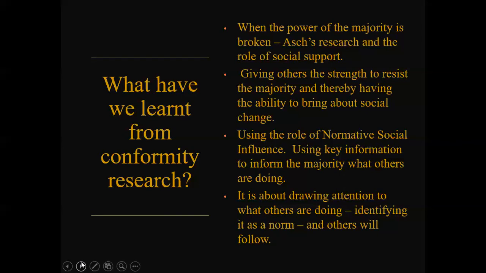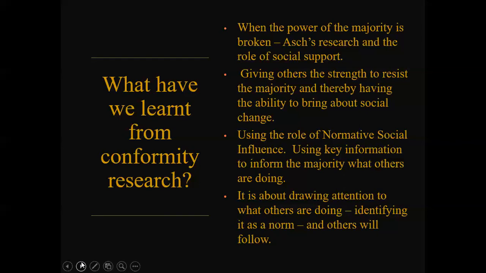So therefore, if we're taking this information and turning it into a normative social influence, and therefore drawing people's attention to what other people are saying, well, this is also a norm, and actually that can bring about social change. So we can use the concept of normative social influence to inform the majority what others are doing, saying, look, this is what these people are doing, that's their norm. So in essence, you're thinking, oh, well, I'll go along with them. And it goes against the majority view.